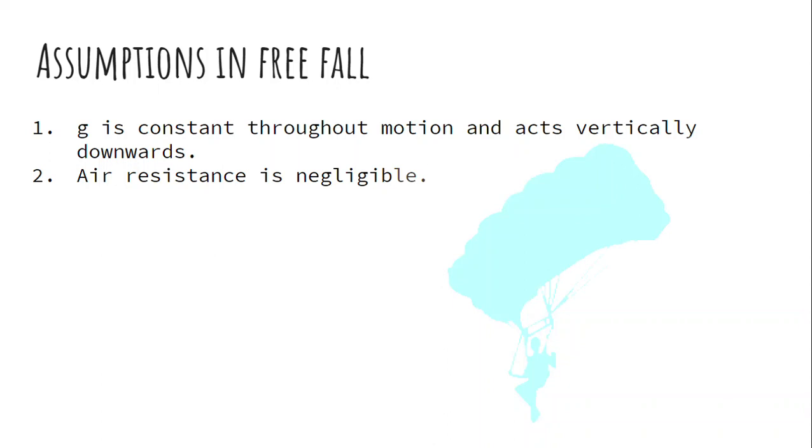So, we'll first be going through some assumptions in free fall, which are basically the basis of some formulas of a freely falling body. A few assumptions in free fall. The first one is g is constant throughout motion and acts vertically downwards. And the second one is air resistance is negligible.